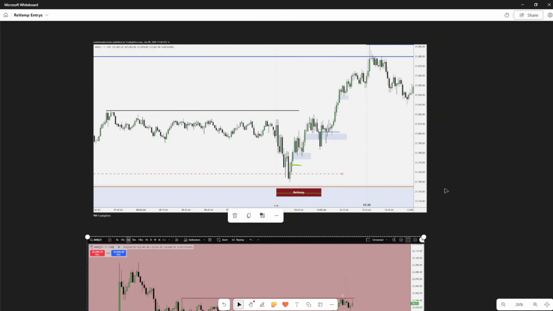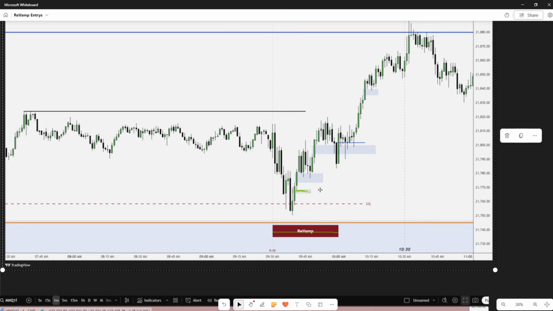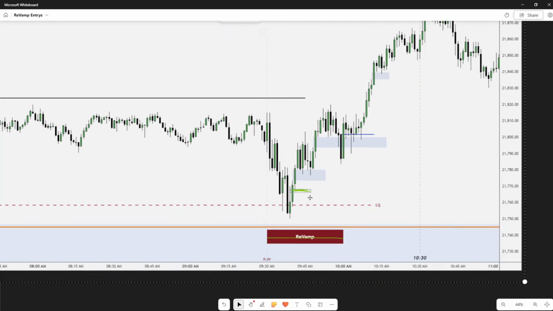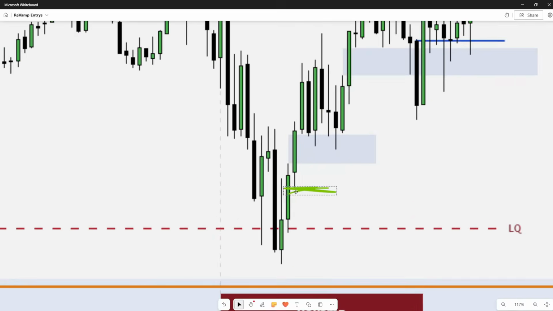So if you have two fair value gaps, right? If you have two of them, and you want to know which one to take, if you're on side, they're correct. Look at this fair value gap. 930 to 10. You can literally just buy this and put your stop loss right here, which is why I have it drawn out like that.